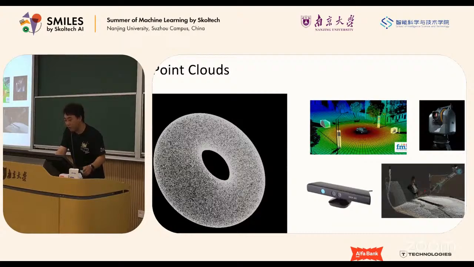Another important representation is the point cloud. How do we perceive or represent the 3D world? A straightforward idea is to use lots of points, like millions of points, to represent the 3D world. Because every shape has its surface, we can sample many points from the surface, so we can use a point cloud to represent the 3D world.